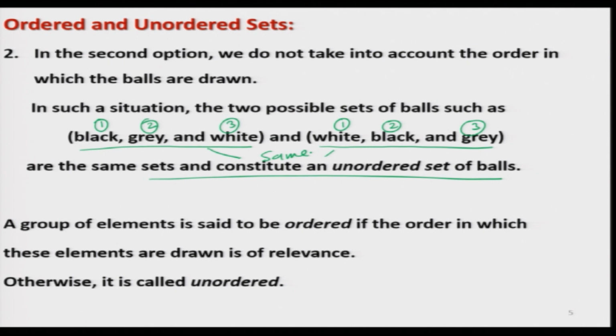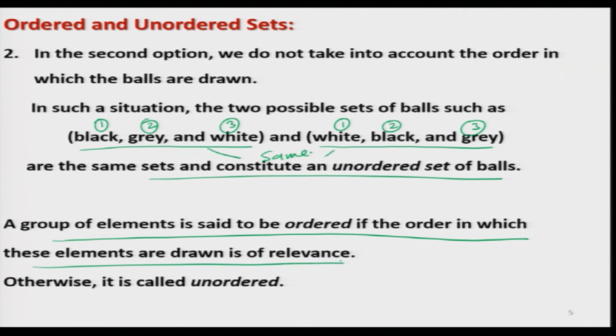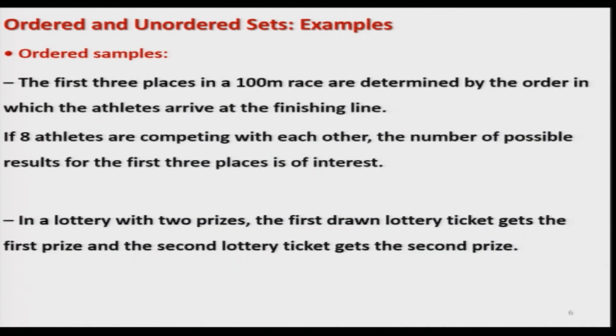So, now I can say a group of elements is said to be ordered if the order in which these elements are drawn is of relevance. You are trying to consider it, and if not, then obviously it is unordered. That is as simple as that. It is the most simple definition to understand this concept. Right. Now, let me try to take some examples of these ordered and unordered samples.